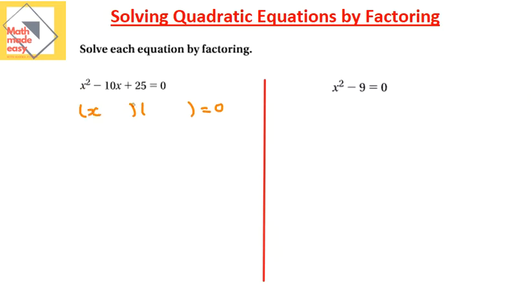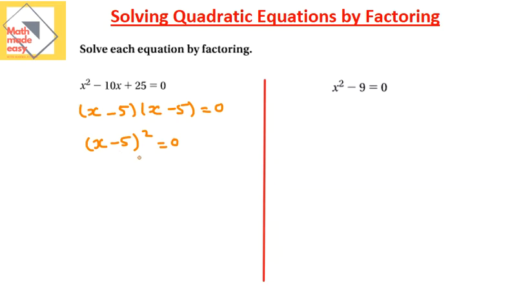Now here I get x, and I want two numbers. When I multiply, I get positive 25, but if I add, I get negative 10. So that's definitely negative 5 and negative 5. Now, because both factors are the same, this is why we call it a perfect square trinomial. I can write it as (x minus 5) squared equals 0, right? Because this parenthesis is multiplied by itself.